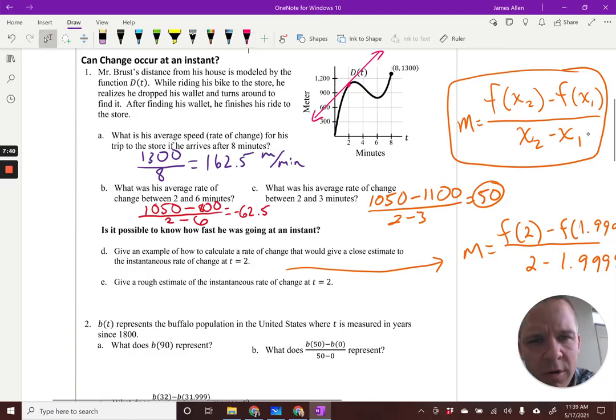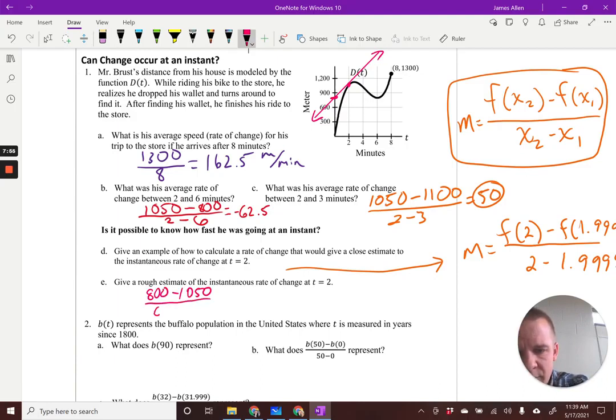If I'm looking at where it crosses the y-axis there, that's probably about, what, 800? And then it rises up to about, we said, about 1050. So 800 to 1050, and I go from 0 to 2. So we're going to have negative 250 over negative 2, or 125 is our rough estimate.